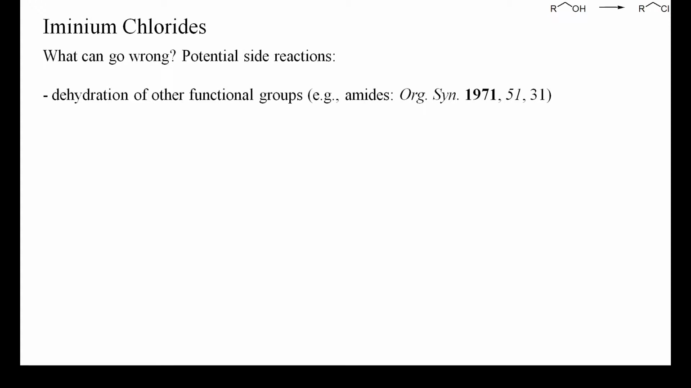Iminium chlorides can also be used to dehydrate a number of other functional groups. Formamides of primary amines, for instance, can be converted into isonitriles by treatment with thionyl chloride and DMF, as described in this procedure from Organic Syntheses.